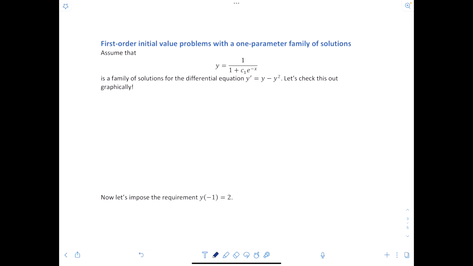All right. So now, next we have first order initial value problems with a one parameter family of solutions. Assume that y equal to 1 over quantity 1 plus c1 times e to the negative x is a family of solutions for some first order differential equation, y prime equals y minus y squared. Pretty soon you'll be solving stuff like this, but let's check this out graphically.